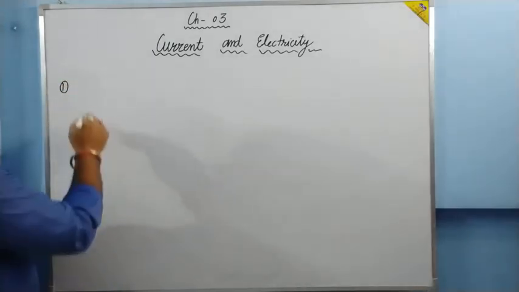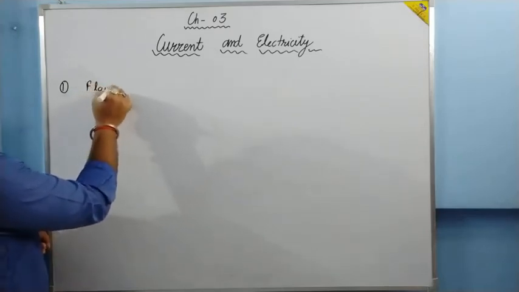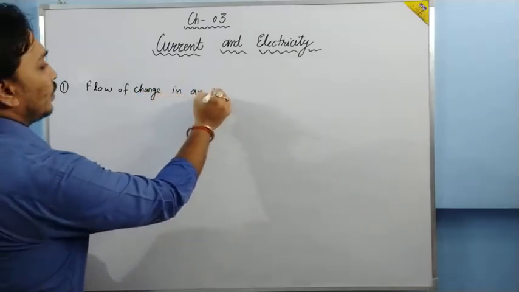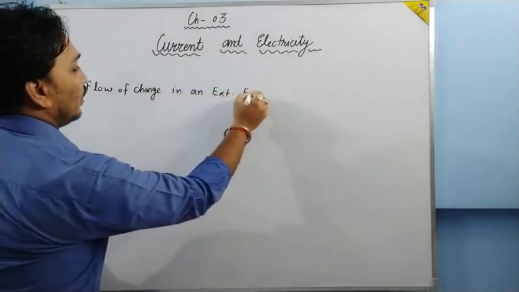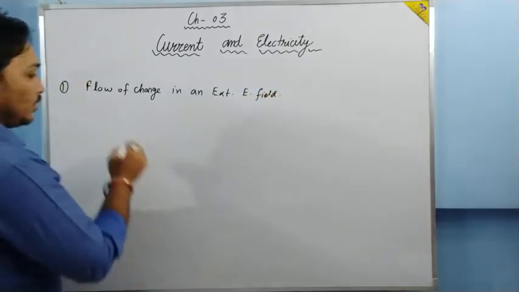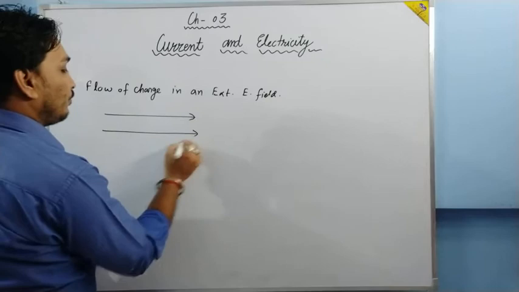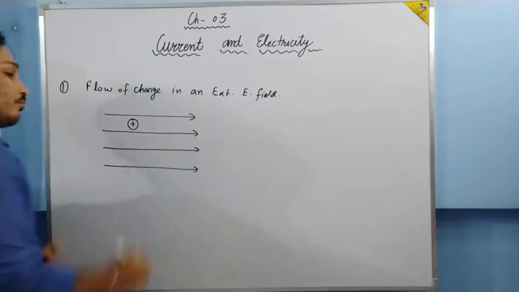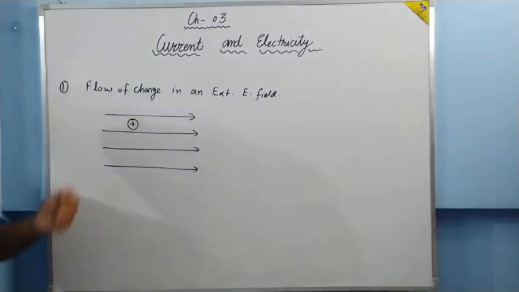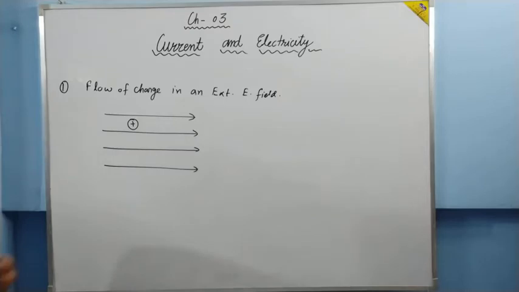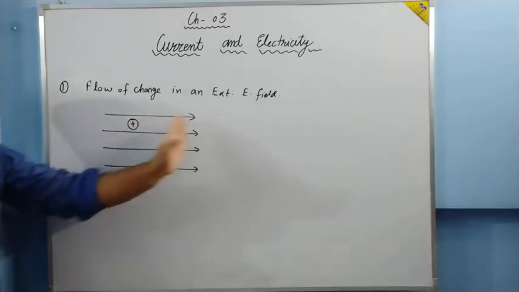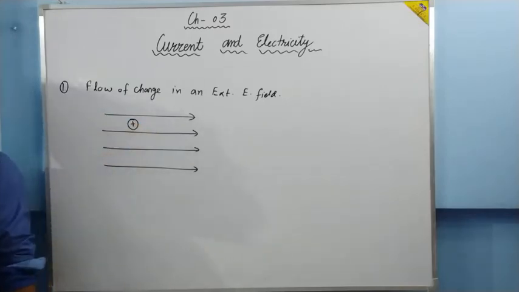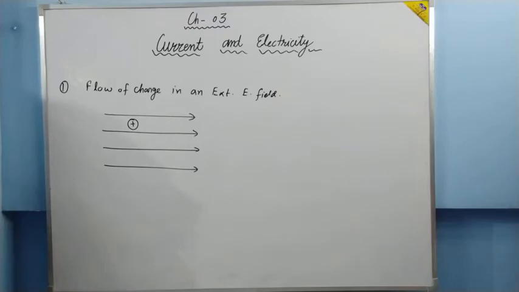flow of charge in an external electric field. Suppose an electric field is present over here, and we leave a positive charge inside the electric field. It was at rest; suppose it was fixed and then we release it. We simply release it. Now try to guess where this charge will move.